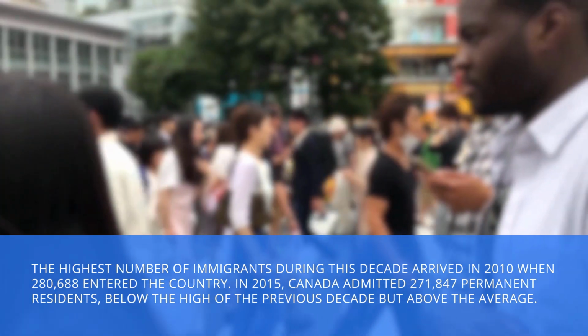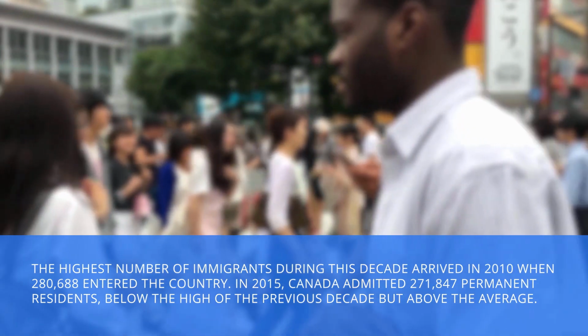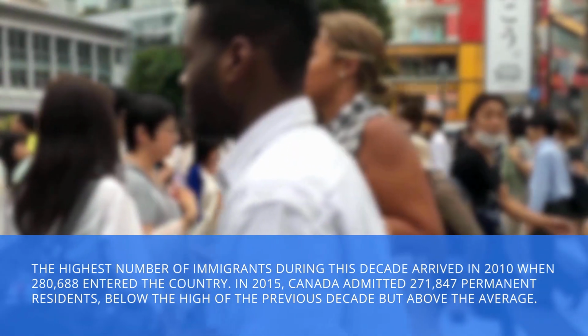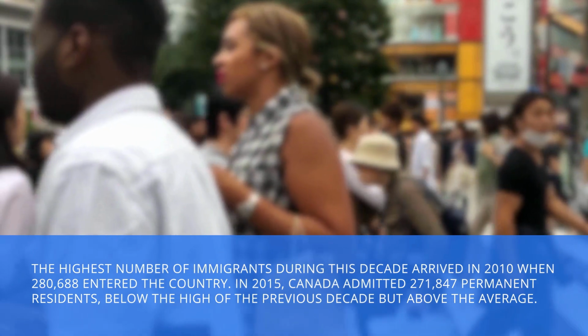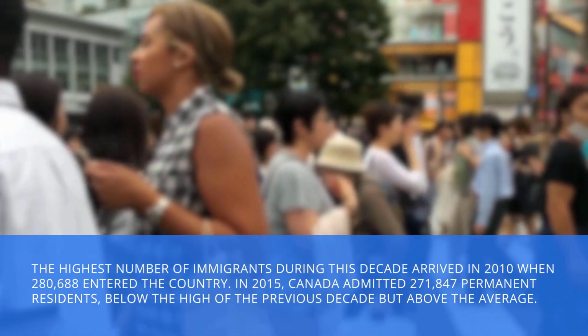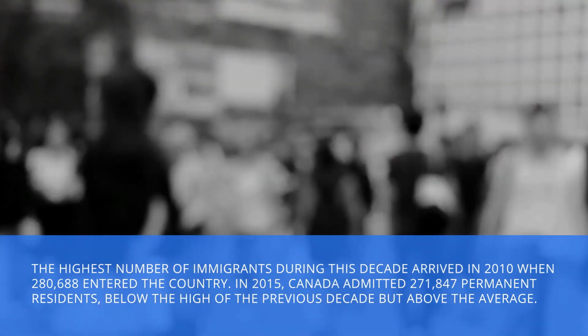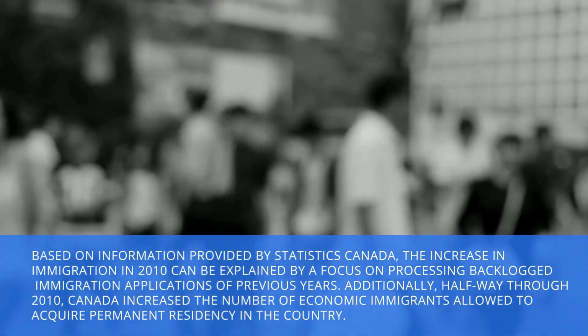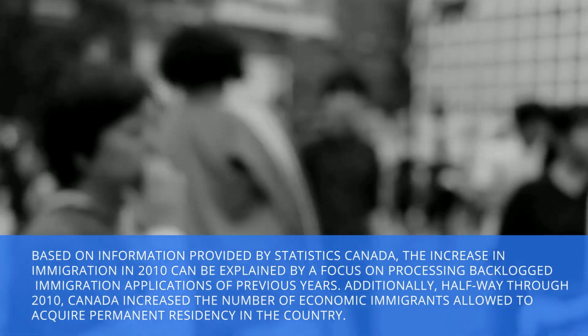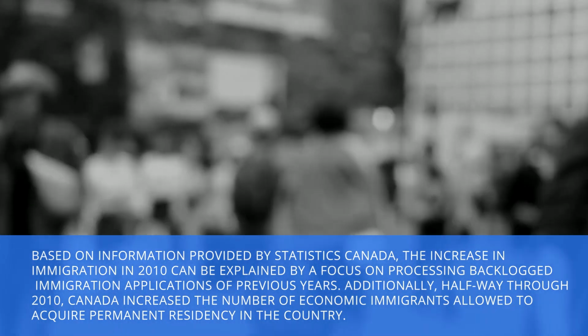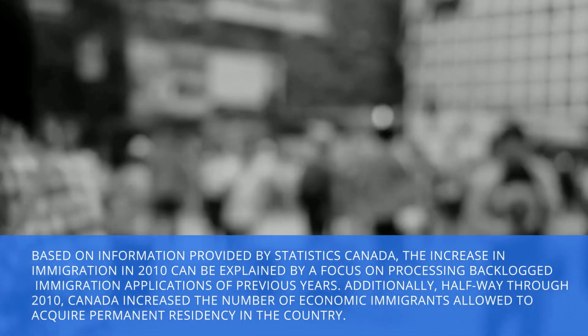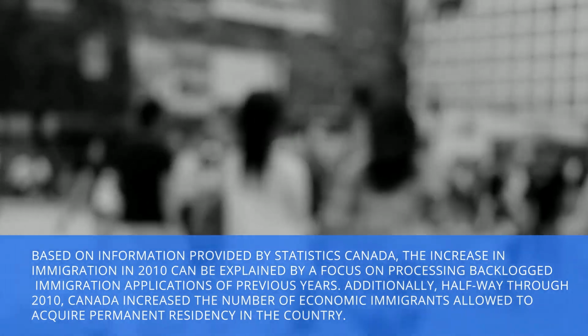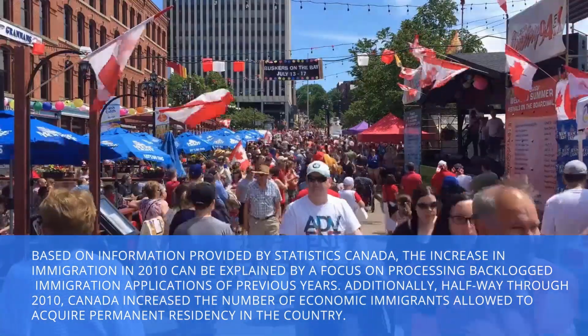280,688 entered the country. In 2015, Canada admitted 271,847 permanent residents, below the high of the previous decade, but above the average. Based on information provided by Statistics Canada, the increase in immigration in 2010 can be explained by a focus on processing backlog immigration applications of previous years.